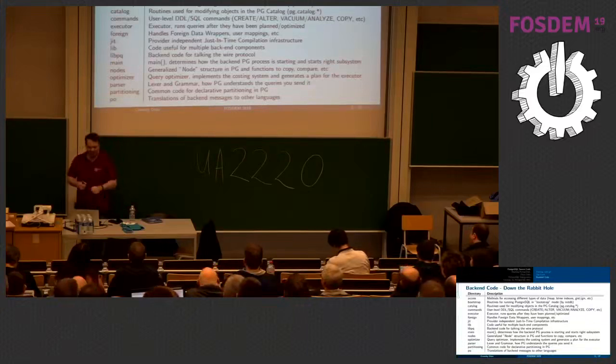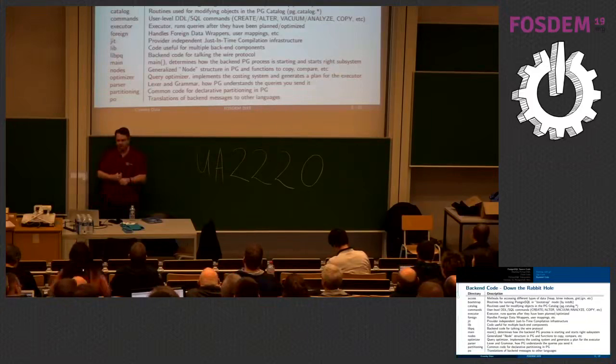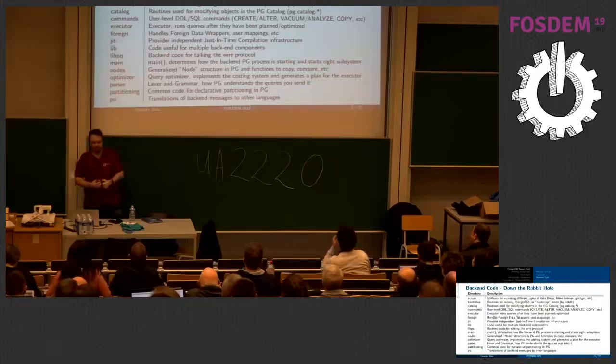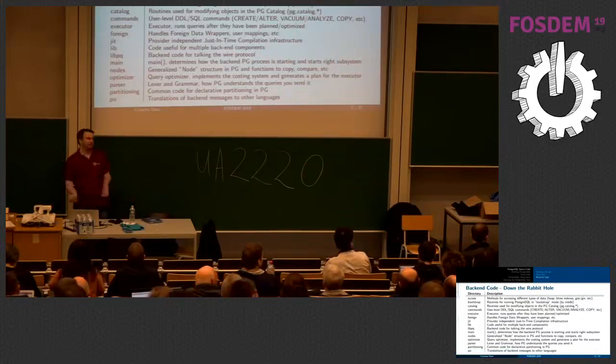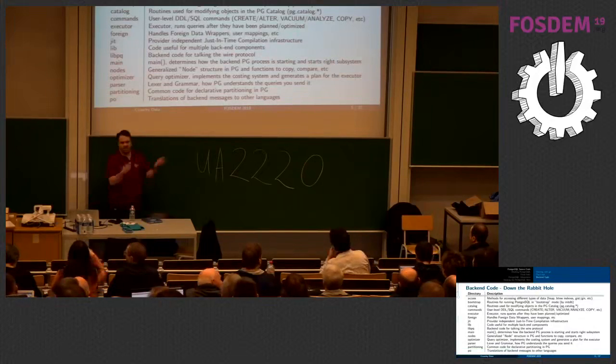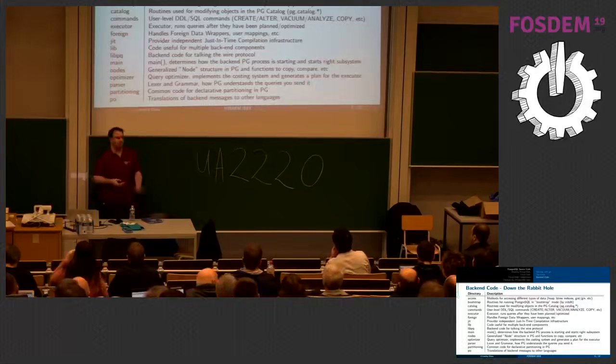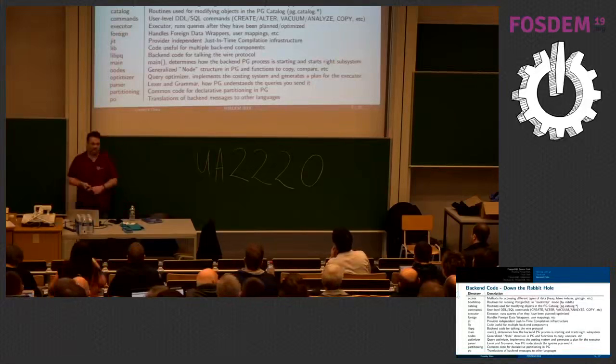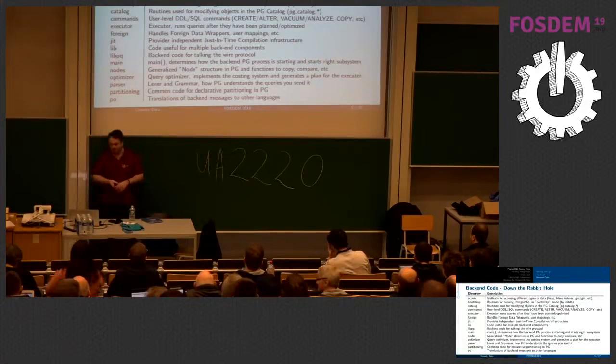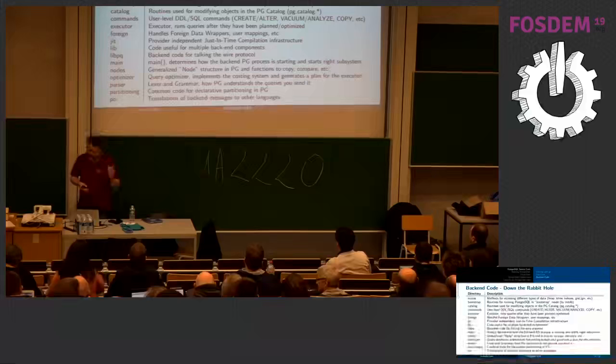We then have the commands directory. So commands are kind of your top level DDL commands, right? Things like create table, alter table, all of that code lives in src/backend/commands. So if you wanted to add some new feature to, say, create table, then that is where you would go look, in src/backend/commands, and you would look at the DefineRelation function. We then have the executor.